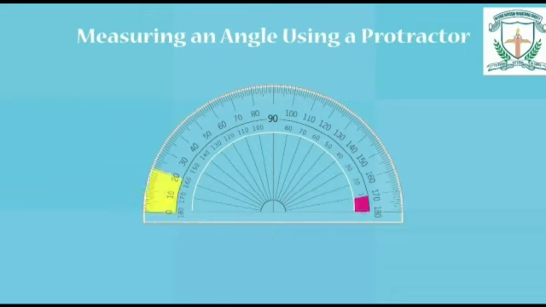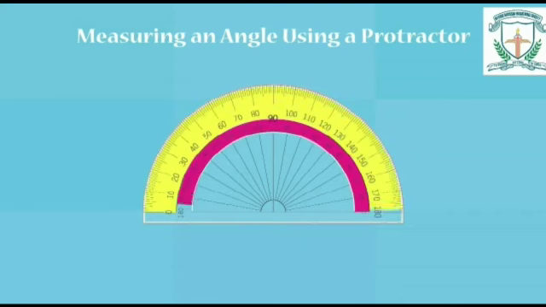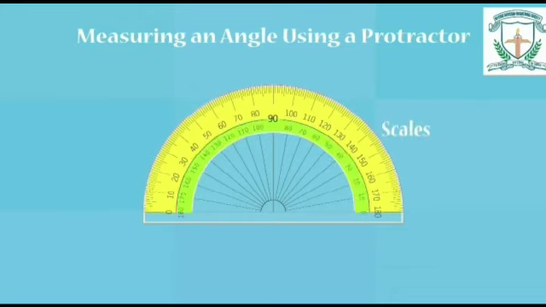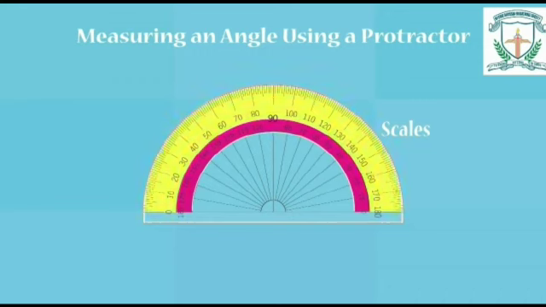The protractor has two sets of measurements written on it. These are called scales. There is an inner scale and outer scale, both having 0 degree to 180 degree in opposite directions. The midpoint of the baseline is called the center point.